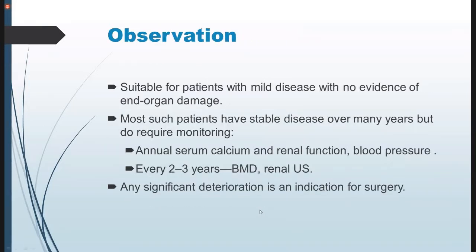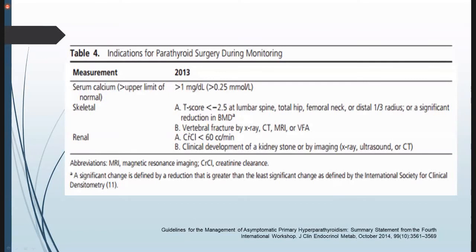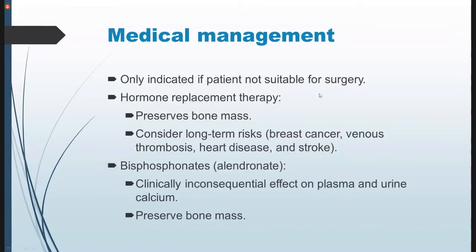Now, the second option of treatment of hyperparathyroidism was observation. Usually it is suitable for patients with mild disease with no evidence of any end organ damage. Most such patients have stable disease over many years, and you have to check annual calcium, annual renal function and blood pressure, and every 2 to 3 years you have to go for bone mineral density and renal ultrasound. Any significant deterioration in such parameters will be an indication for surgery, and this is a repetition of the indications for surgery.